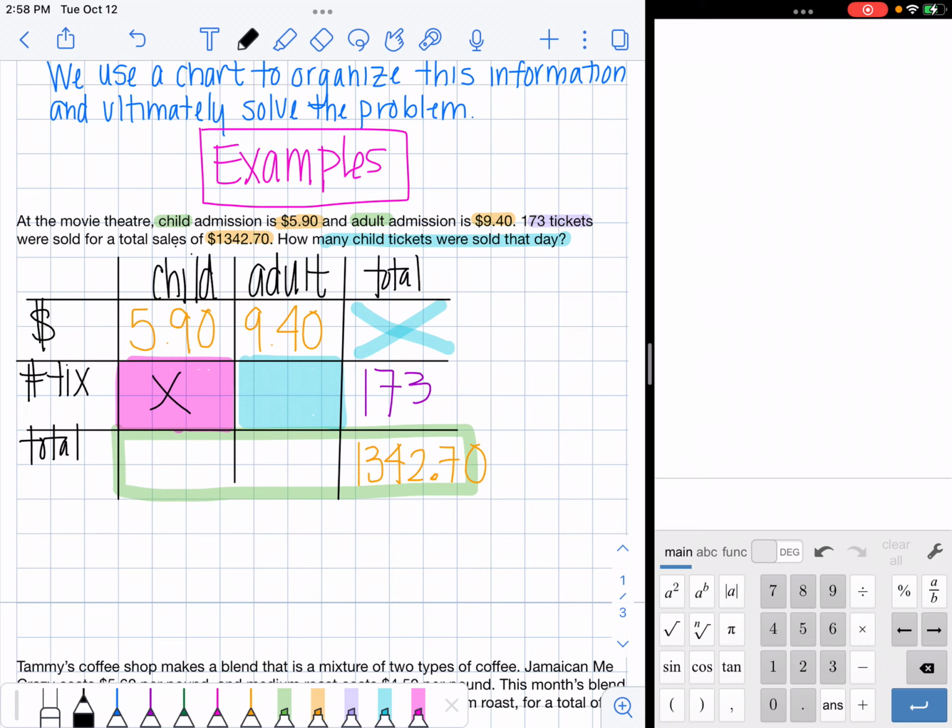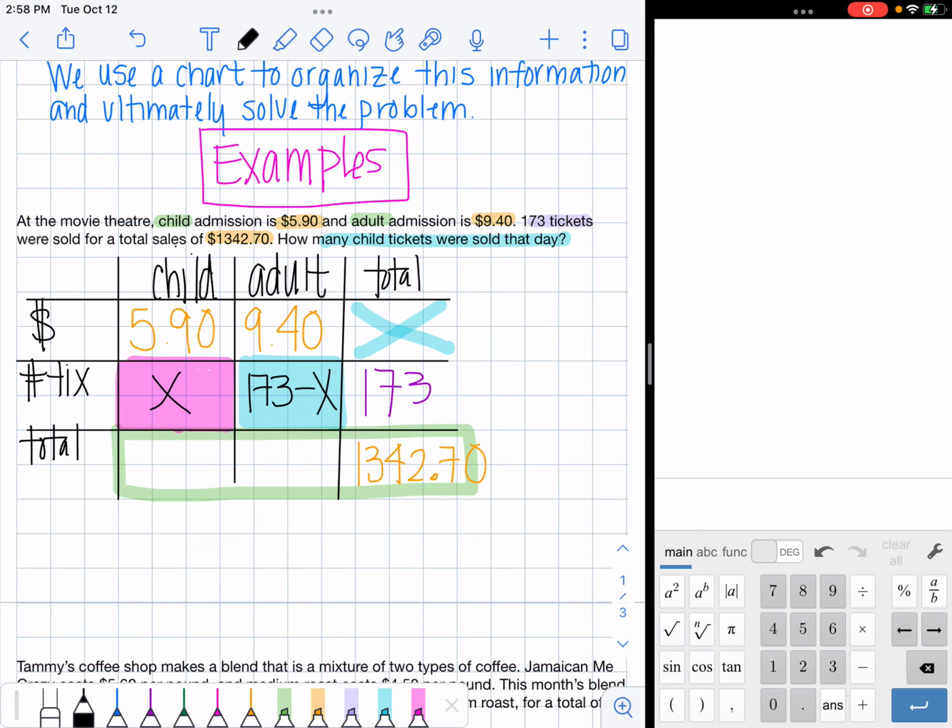Now how do I figure out what goes in the adult number of tickets box? We know that the total number of tickets is 173. So let's pretend that I sold 10 child tickets. That means that I sold 163 adult tickets, because the number of tickets for adults plus children has to equal 173. So that means that I have 173 minus however many tickets I sold for kids is how many tickets I have for adults.